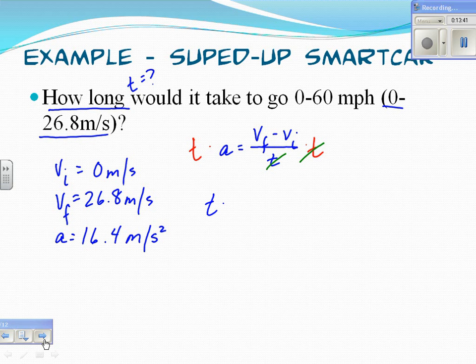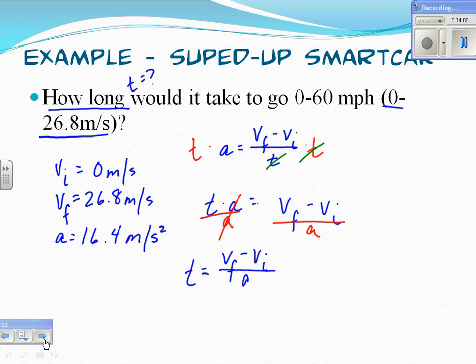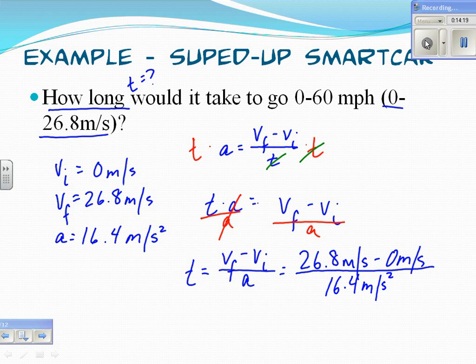And that gives me t times a equal to v final minus v initial. Then I need to get rid of the acceleration there, so I'm going to divide both sides by a. These two cancel, leaving me time is equal to velocity final minus velocity initial over acceleration. And putting values in for that, I know final velocity is 26.8 meters per second minus initial is 0 meters per second, so that doesn't affect us at all. Divided by our acceleration of 16.4 meters per second squared.